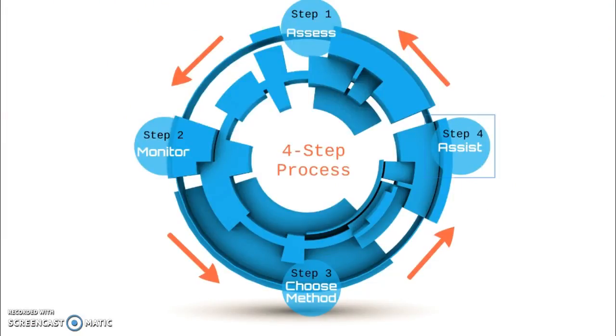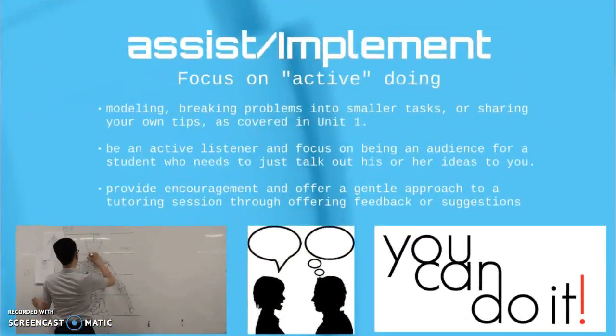All right, so now that we've gone through step 1, step 2, and step 3, the last step is to really assist or implement. Now within this step, what you're focusing on doing is really implementing the method or methods into the session to structure the learning environment. Assisting and or implementing will look different for different students. You might be called upon to scaffold information for the student and implement activities like modeling, breaking problems into smaller tasks, sharing your own tips, or something else, as covered in Unit 1.